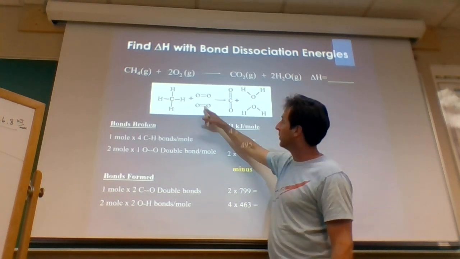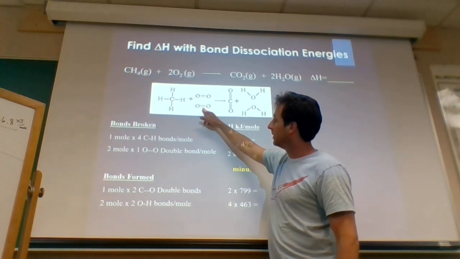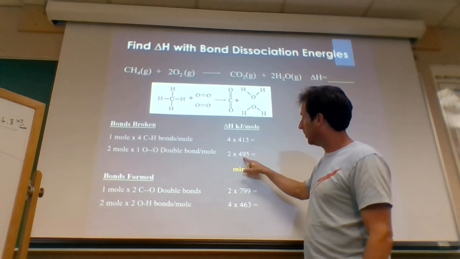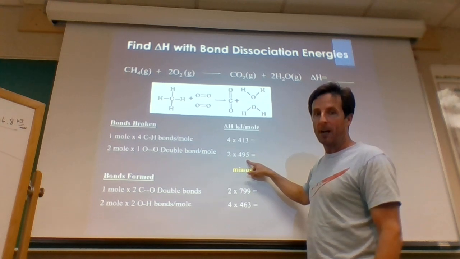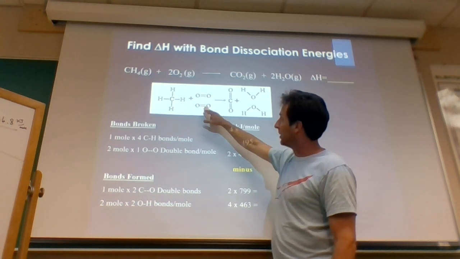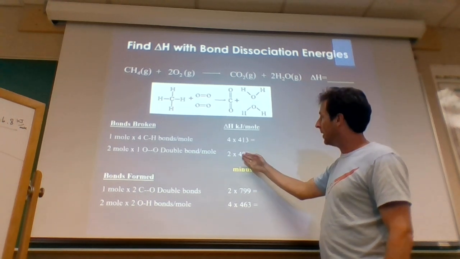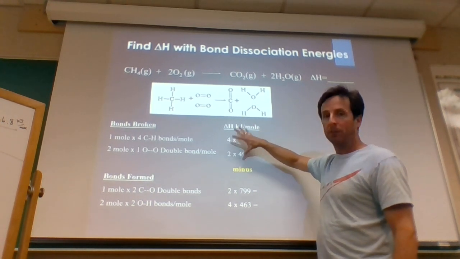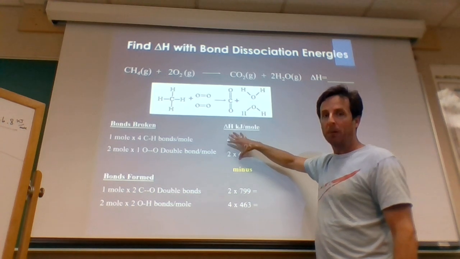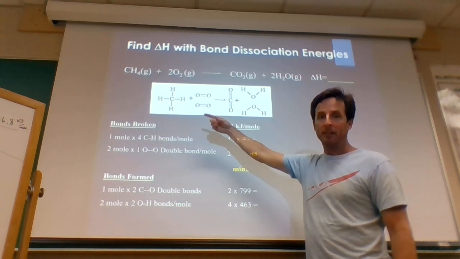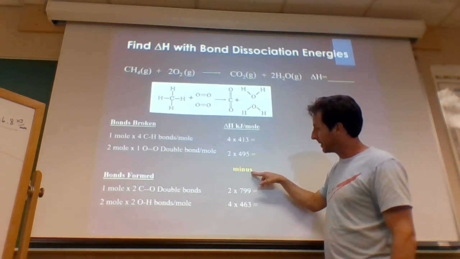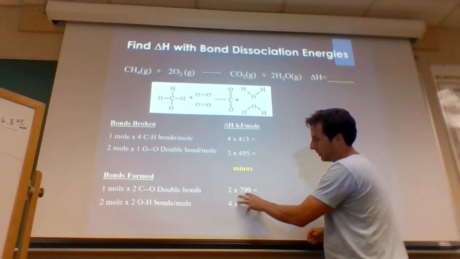Then I need to break the double bond between the oxygens. Each of those, if I look in the table, is going to be 495. But I got to break 2 double bonds, so it's going to be 2 times 495. So I'm going to add all that up. That goes in the front of my equation. Those are the bonds I'm breaking in the reactants. Minus the bonds formed.